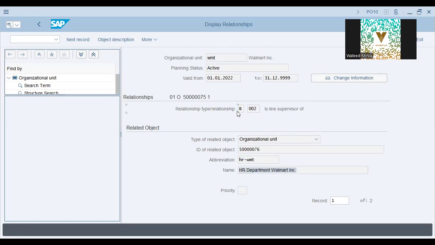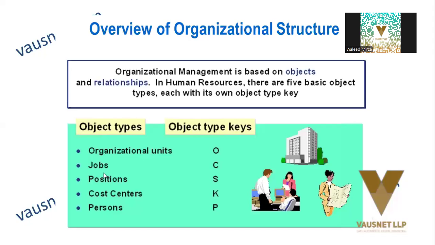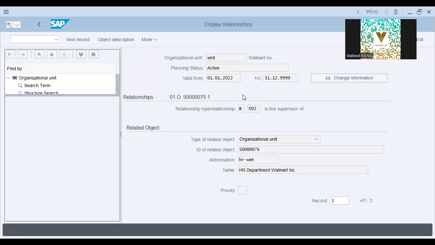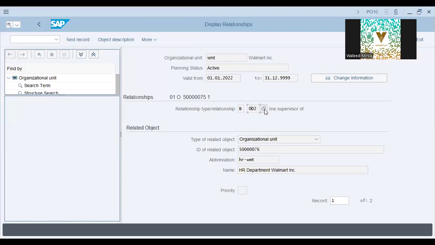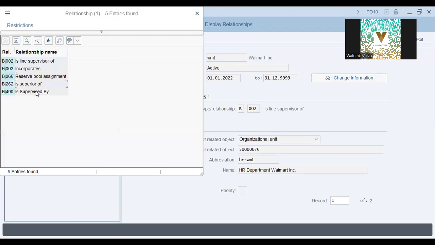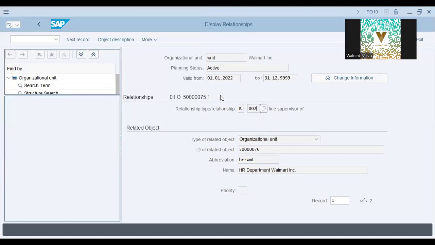And these relationship object types like B, if we go back and look at the keys: organizational unit O, job C, positions S, cost center K, P persons. So these are the object keys. Now, relationship type, again, there are various relationship types that will be maintained between departments and units. These will be reports to, line supervisor of, A02, B02. Now, 02 is the relationship. The relationship is either reporting or getting reported to. For example, line supervisor, incorporate, supervisor, superior of, supervised by, reserve pool assignments. You can have your own as well, but this is given by default by SAP. Now let's go back.